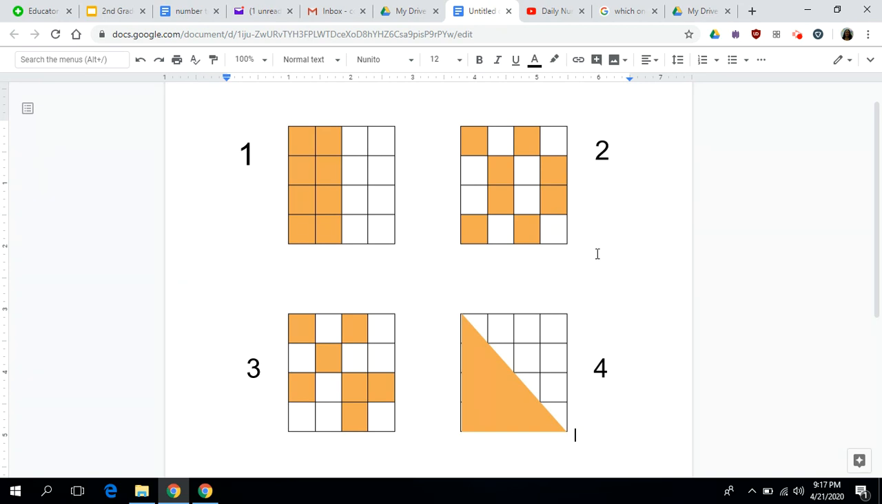So maybe you guys can think of a better reason for why box 2 doesn't belong. Feel free to email me with your thinking or share with a teacher, share with a parent around you.